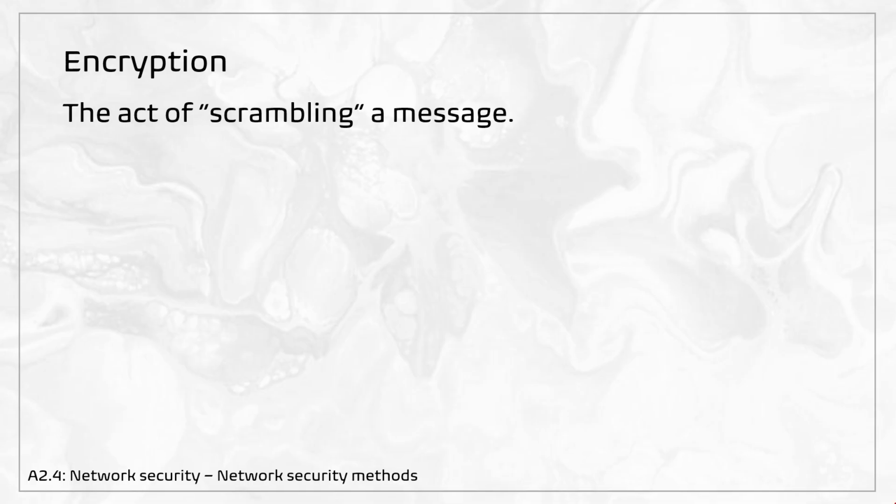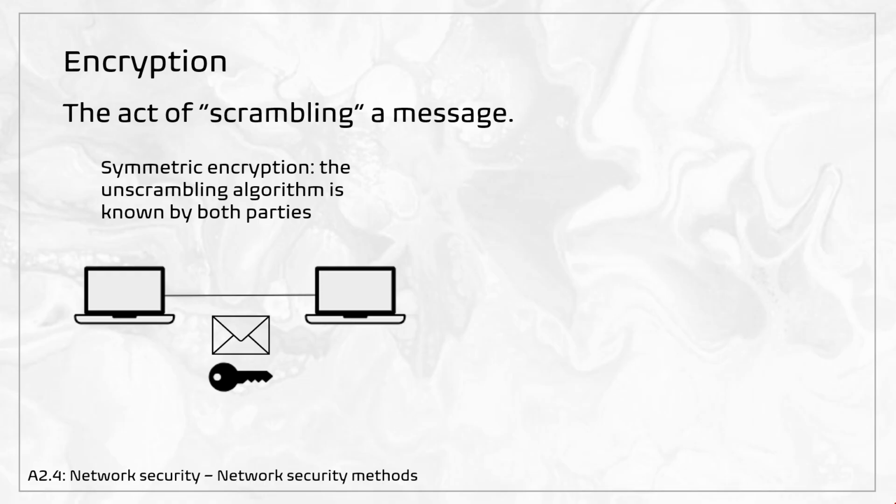Encryption is simply the act of scrambling a message. This means making data unreadable to anyone not directly involved in the exchange of data between two parties. There are two kinds of encryption, symmetric and asymmetric. Symmetric encryption is the simplest. Whenever you send a message, you scramble it using an algorithm, and you send the scrambling algorithm used alongside the message. When the recipient receives the message, they can use that algorithm to unscramble the message. This means that both sender and receiver know how to unscramble the message.